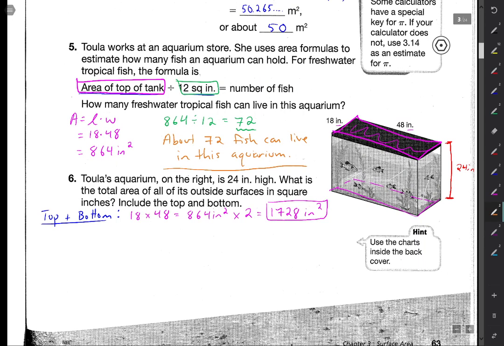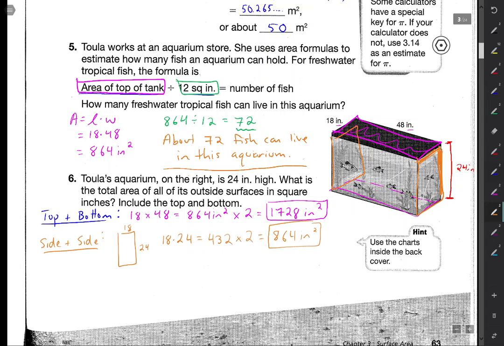So next, let's look at the sides. We're going to look at this side here and this side here. So let's start by finding the area of one of the sides. Looking at the dimensions, this over here is 24 and this over here is 18. So if we draw this out, we have 24 and 18. The area of that is 18 times 24, which gives us 432. And then we're going to times that by 2 again, since there are two sides, the left side and the right side. So we get 864 inches squared.